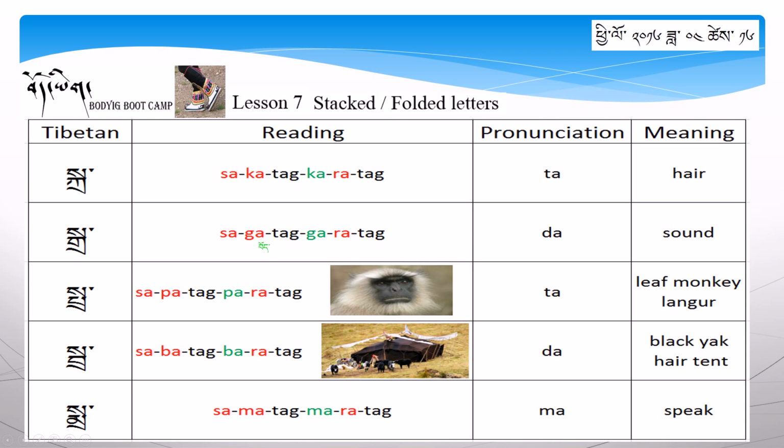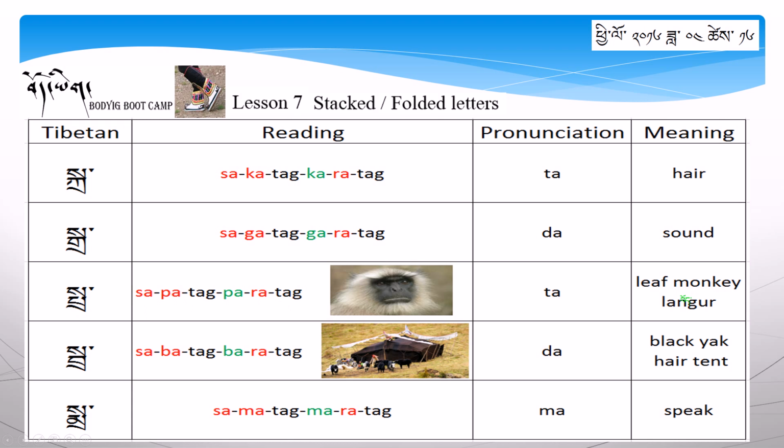Now the next is sakata, garata, da. Right? When you read sa, ka, after this is attached, then this becomes ga. Over here, before it's attached, is ka, right? Sakata, garata, da. Sapata, parata, da. Again, the three letters are sa, pa, and ra, right?